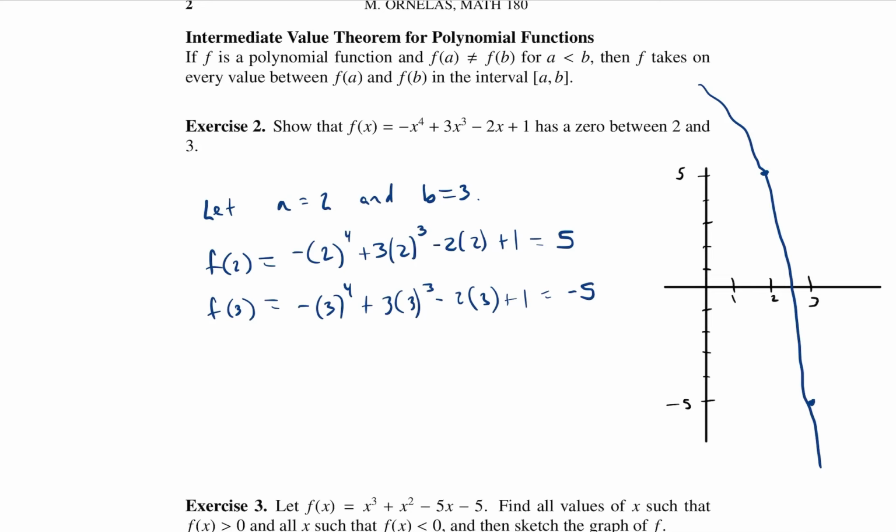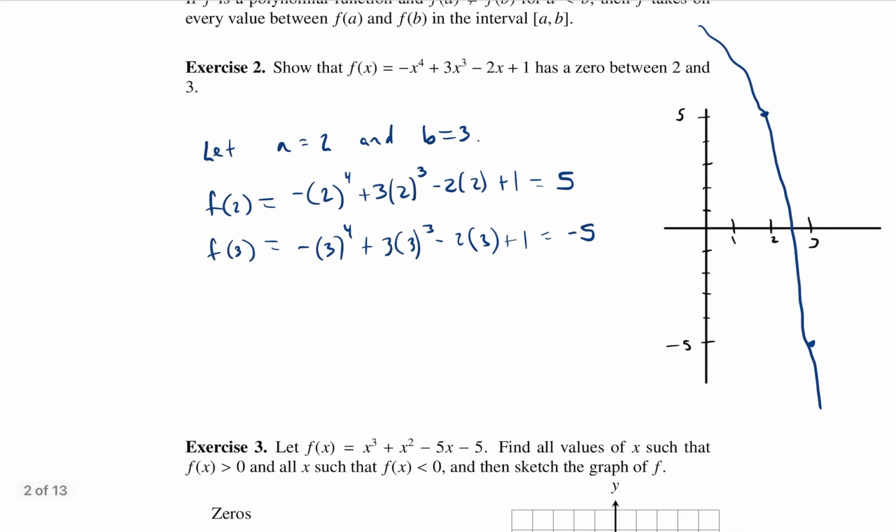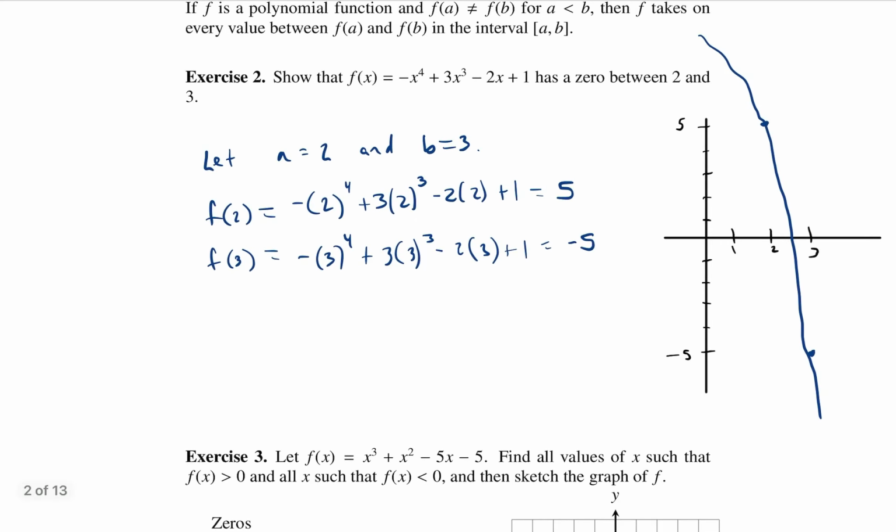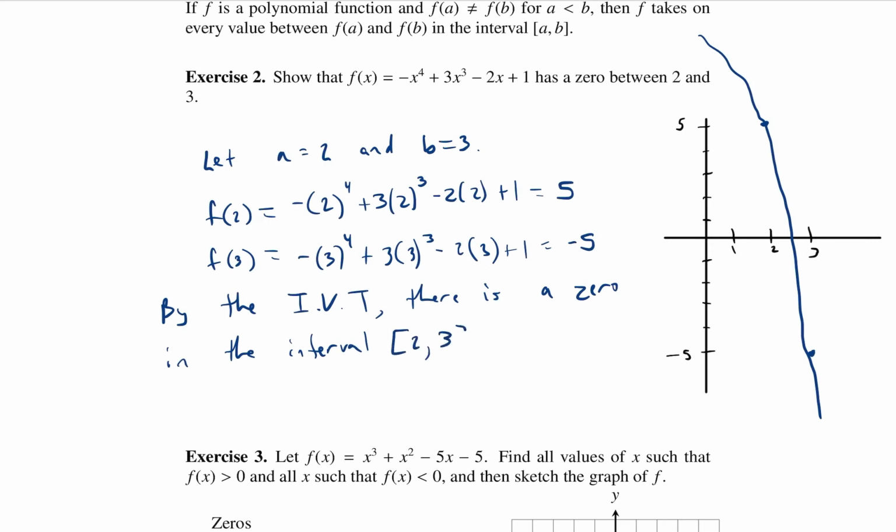All right, so we can write that in words. Let's say, by the intermediate value theorem, I'm going to abbreviate, there is a 0 in the interval 2, 3. And that's it.